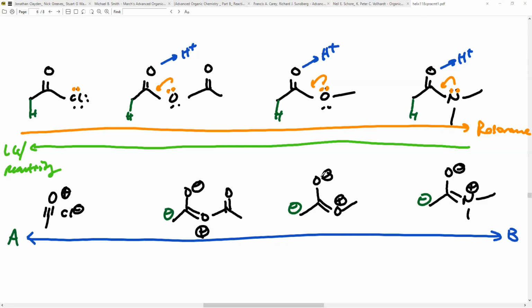So this is one of those weird things where more resonance equals destabilization, but it's because it's more resonance of the X group, right? If the X group resonates, it destabilizes this enolate by not letting it resonate.